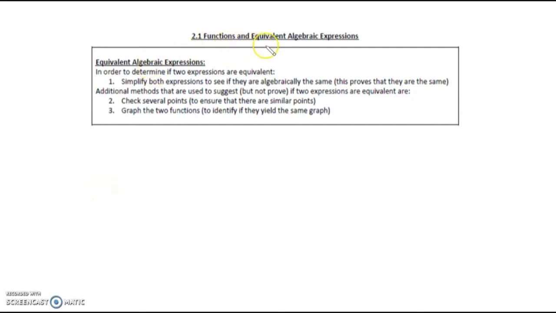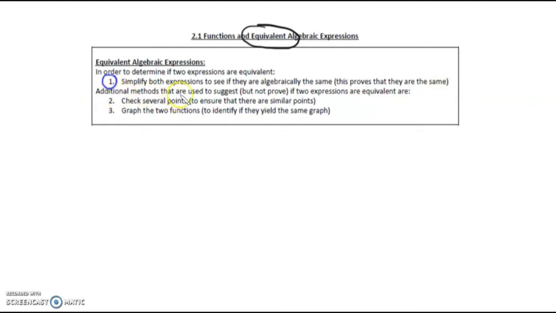Okay, 2.1, functions and equivalent algebraic expressions. So we're going to take a look at the different ways that we can tell if algebraic expressions are equivalent. Okay, so in order to determine this, number one, simplify both expressions to see if they're algebraically the same. Okay, and then this just proves that they're the same.